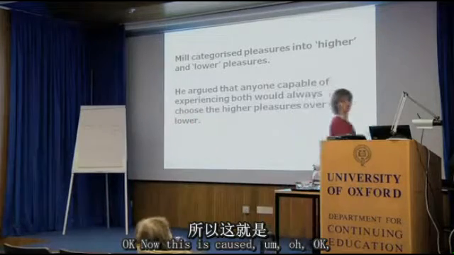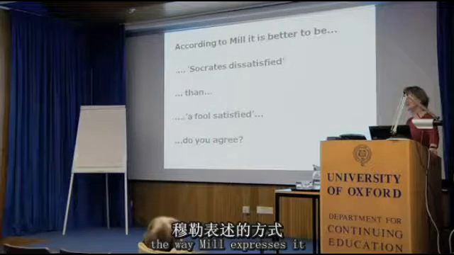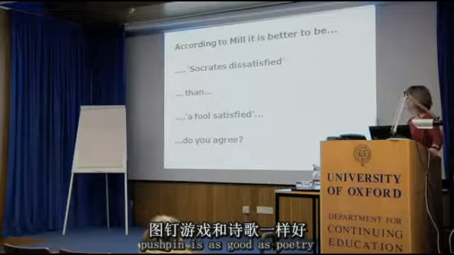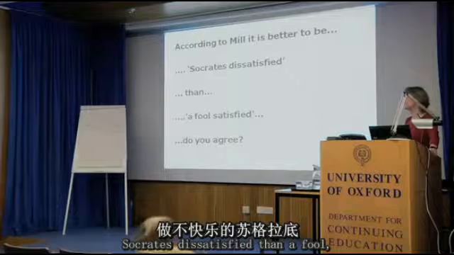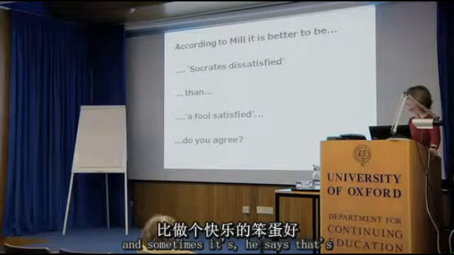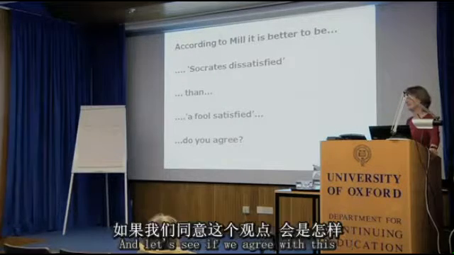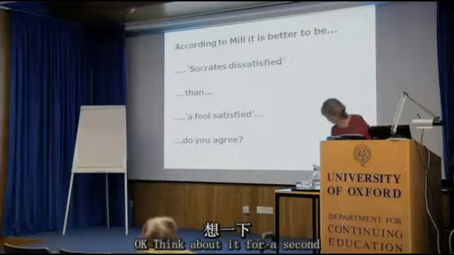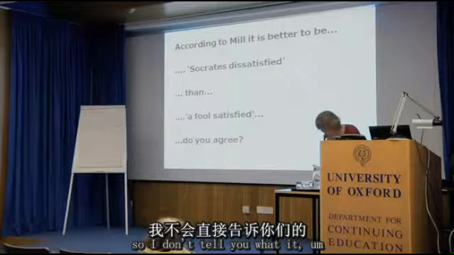Okay, the way Mill expresses it. So Bentham thinks that pushpin is as good as poetry, but Mill thinks that it's better to be Socrates dissatisfied than a fool, and sometimes he says a pig, than a pig satisfied. And let's see if we agree with this. Okay, think about it for a second.